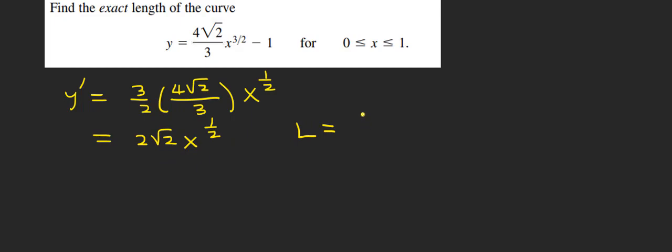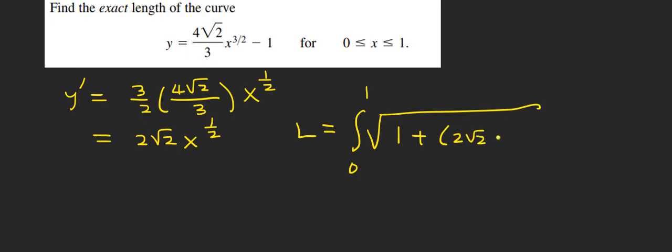The length will be the integral from 0 to 1 of the square root of 1 plus quantity f prime of x, which is 2 radical 2 x to the 1/2, that whole thing squared, and then there's a dx outside the radical. So this is your setup. Once you have this setup, all you've got to do is use your graphing calculator and find the answer. The exact answer will be 13 over 6. However, when you use your calculator, your answer will be in decimals.